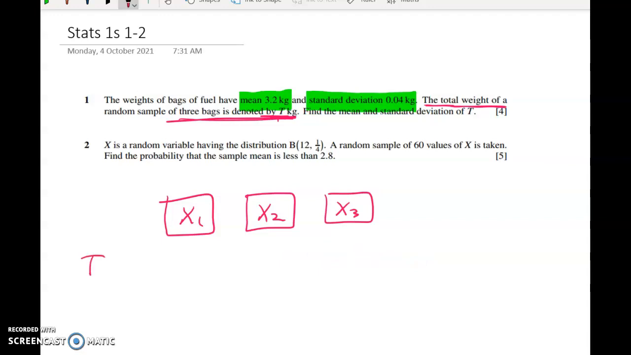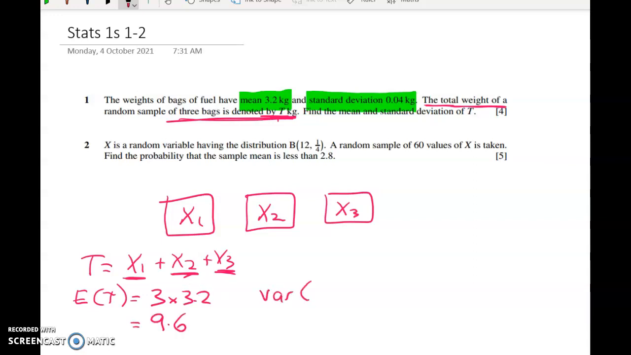So if we take a little bit of time and write T equals x1 plus x2 plus x3, then the rest follows pretty easily, right? E of T is equal to E of this, and E of this. So that's equal to 3 times 3.2, which is 9.6. And the variance of T is equal to the variance of bag 1 plus the variance of bag 2, and so on, which equals 3 times 0.04. Remember, sorry, times 0.04 squared.